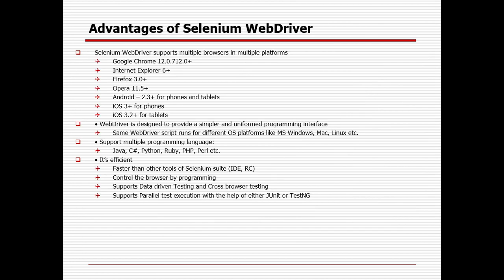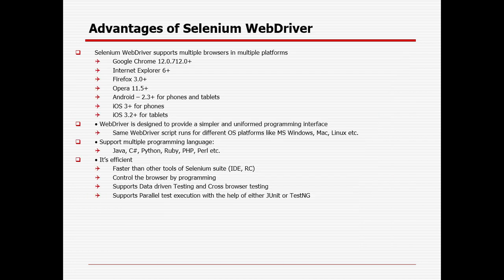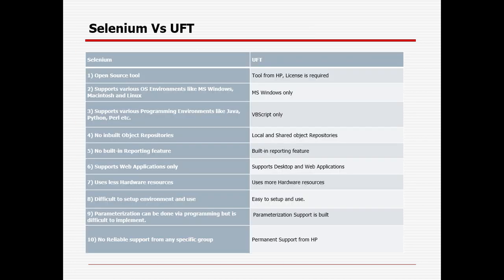So it supports multiple browsers, multiple operating systems, and multiple programming languages. It is faster than Selenium IDE. It controls the browser by programming. It supports data-driven testing, meaning multiple variations of data, and it also supports cross-browser testing, meaning the same test cases with multiple operating systems or multiple browsers, right? It supports parallel execution with the help of JUnit or the TestNG engine. So those are the different important advantages available in Selenium WebDriver.